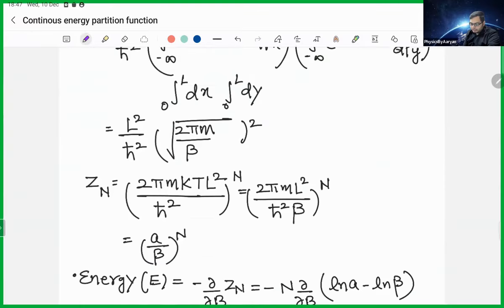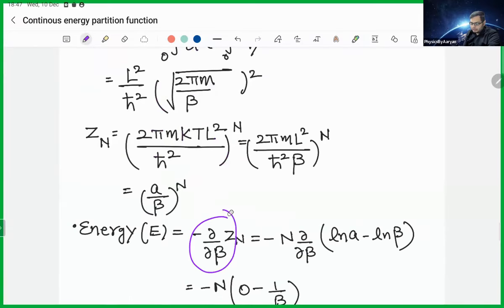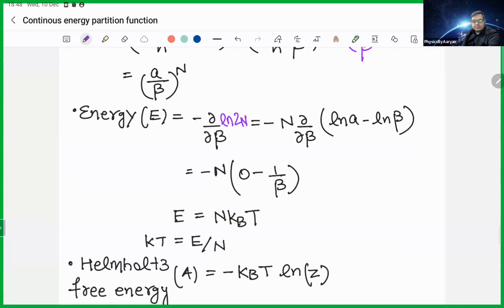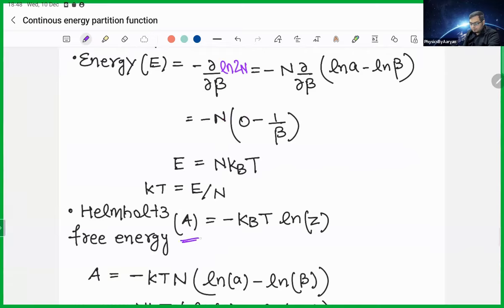So energy, how do you find energy? Energy is given by minus curly by curly beta into, sorry, a little mistake here, log of z. Okay, log of z. And again, you see, I am using the same trick. Once I got my z, all the constant terms I am calling as A, and beta I am only keeping. So again, I use the same logic and I find energy. My energy is here.